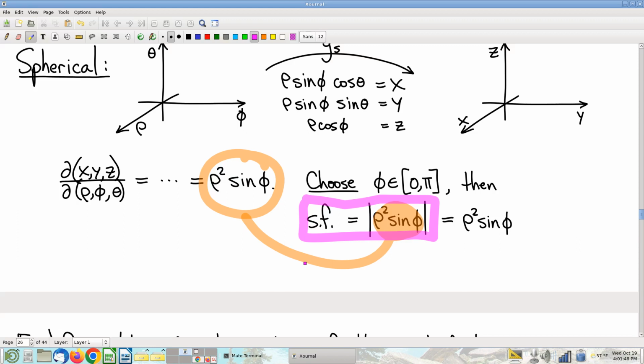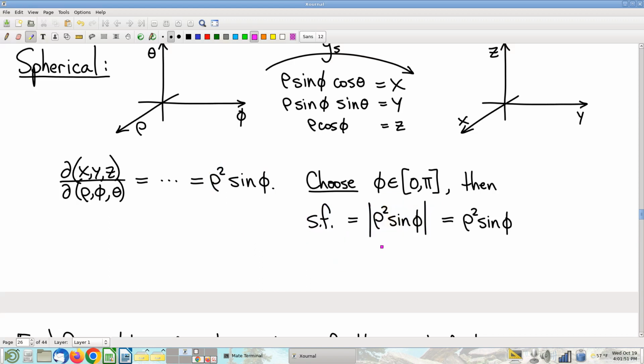What you need to be worried about, if you want this thing on the inside to be non-negative, is not the rho squared that's the problem. It's the sine phi that's the problem. That's what you need to make a promise about in order to get this to where it's not ever going to be negative. So how do you make sine phi never negative? You choose these values for phi. There's no restriction on rho in spherical coordinates. The restriction is you have to choose phi to be between 0 and pi.